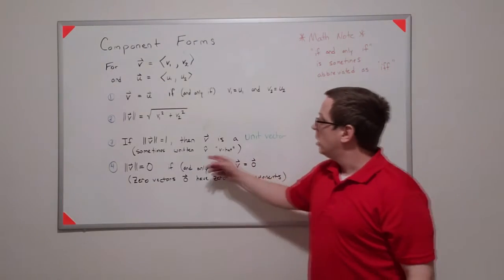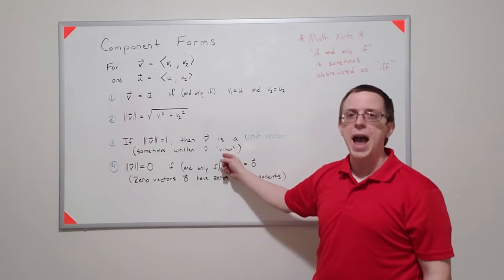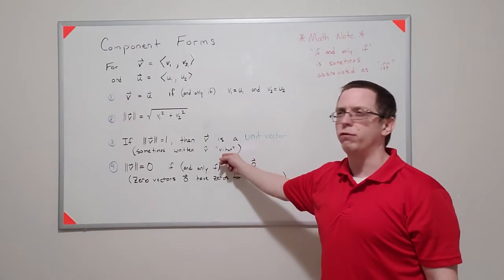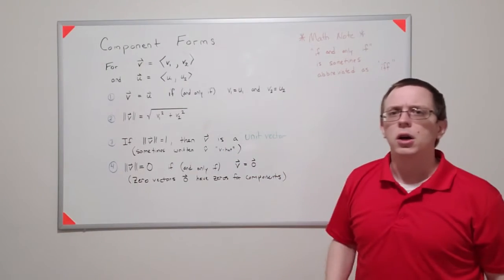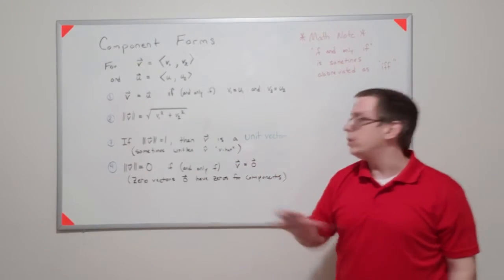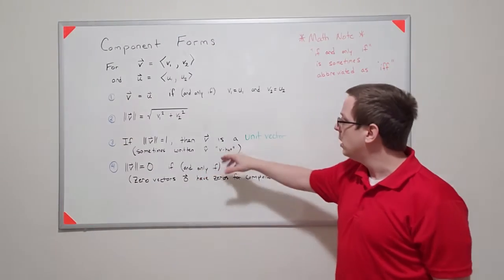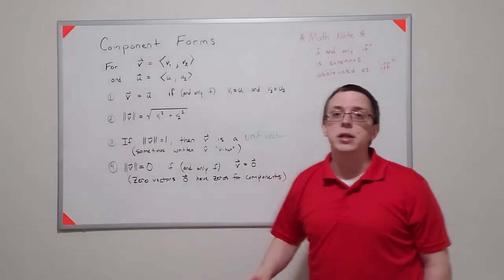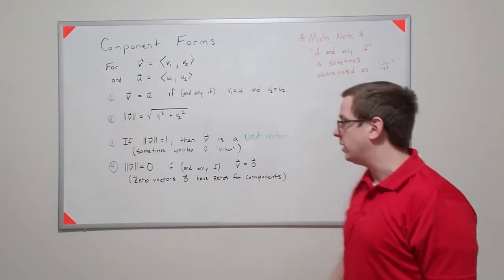Sometimes a unit vector is written as V hat. I'm going to try to avoid that terminology for generic vectors, but if I do write that, just note that I'm using it as a unit vector. But the point is, if a vector has magnitude 1, we call that vector a unit vector.